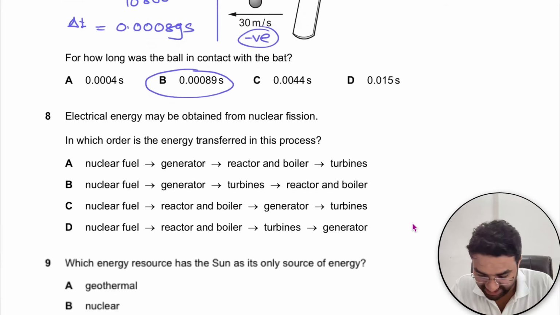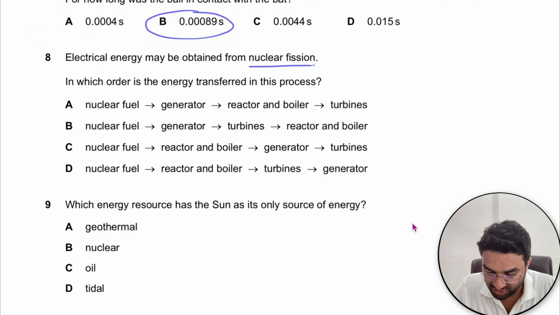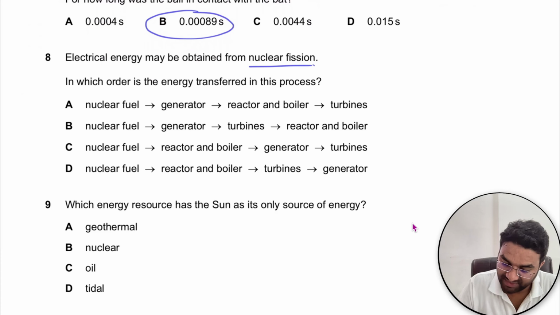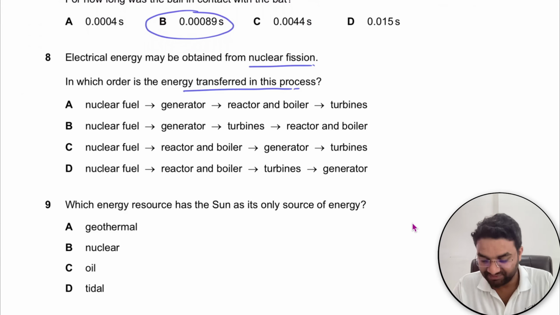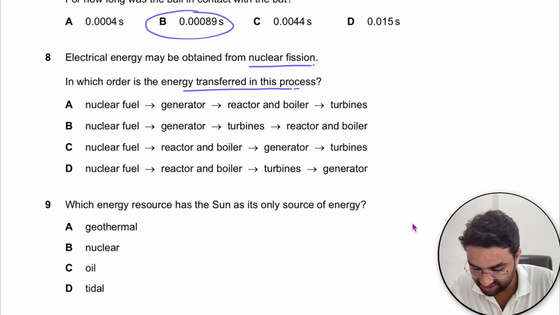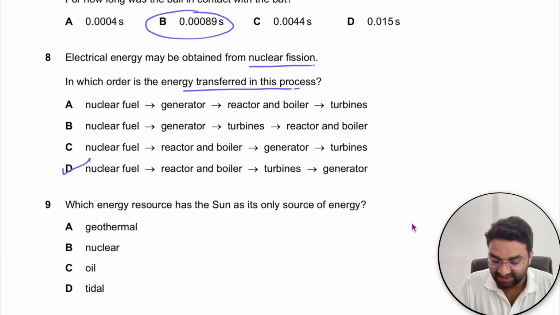Then the next one: electric energy may be obtained from nuclear fission. In which order is the energy transferred in this process? Here, understand the nuclear fission process. Nuclear fission is the splitting of nuclear atoms, and then it goes to the reactor, boiler, then turbine, and then generator. That goes on. So the correct answer is D.